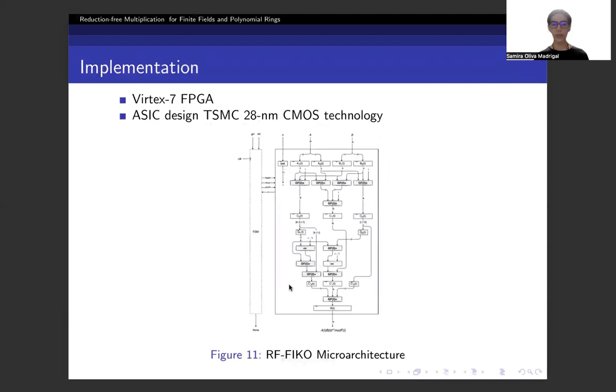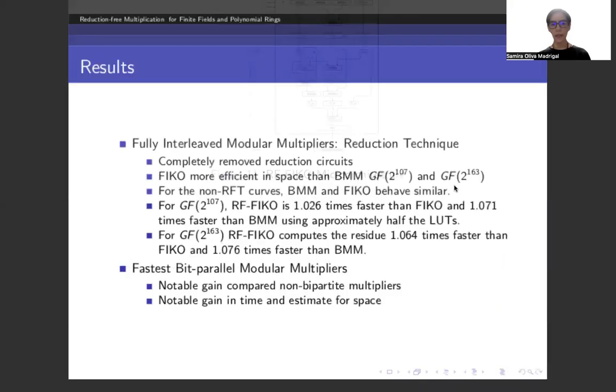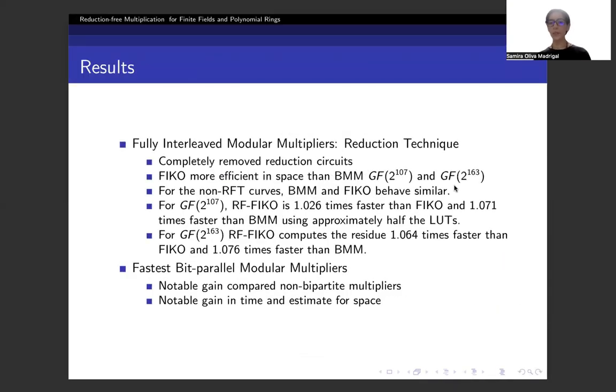And this is the register transfer level design for RF-FIKO. As you can see, it's pretty straightforward. We have just the 3 distinct multiplications. The rest, everything is just shifts and additions. It's just a finite state machine, and we implemented it on a Virtex-7 FPGA and an HDL to ASIC design using TSMC 28 nanometer CMOS technology. And the results are what we expected.